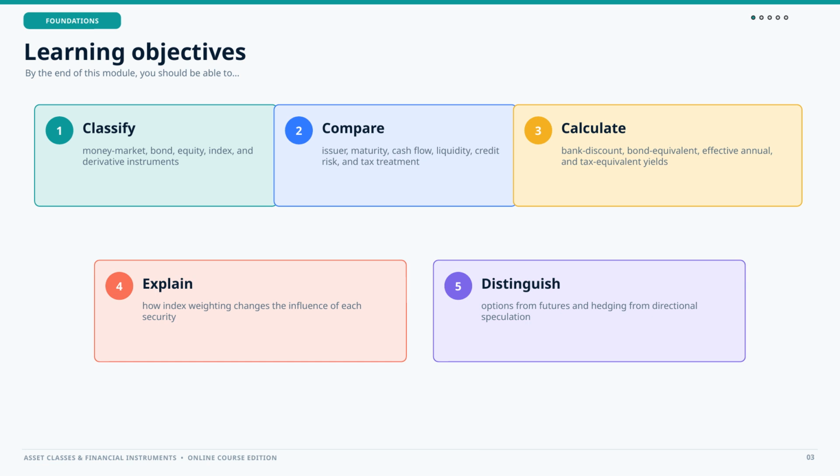First, you should be able to classify major financial instruments by asset class. Second, you should be able to compare contracts using practical dimensions such as issuer, maturity, cash flow, liquidity, credit risk, and tax treatment. Third, you should be able to calculate and interpret several yield conventions, including the tax equivalent yield for municipal bonds. Fourth, you should be able to explain why different index weighting rules produce different results. Finally, you should be able to distinguish options from futures and explain how derivatives can be used either to manage an existing risk or to take a new one.